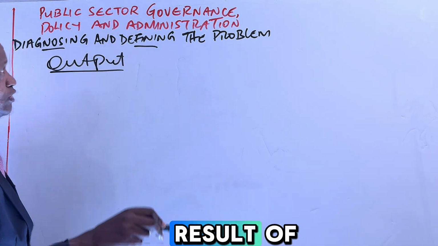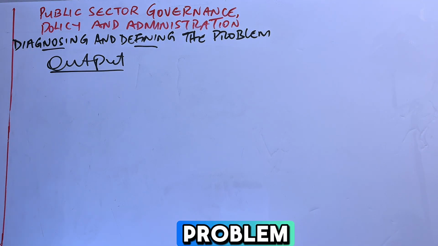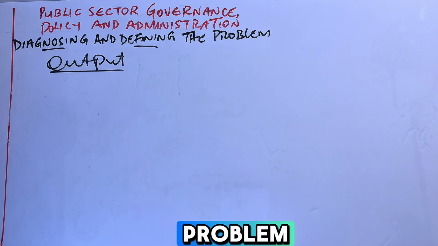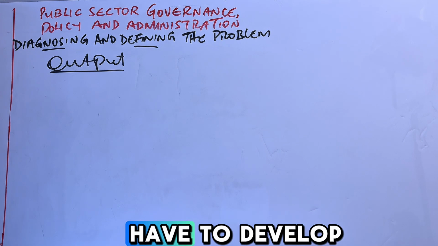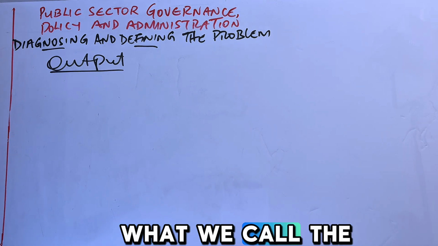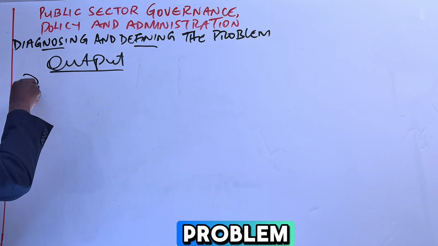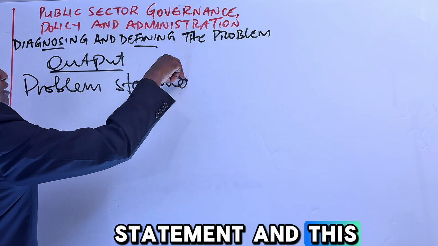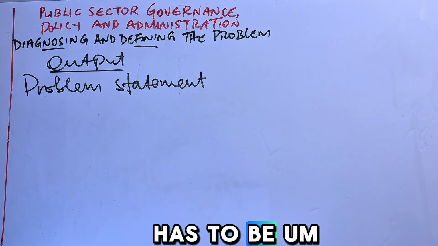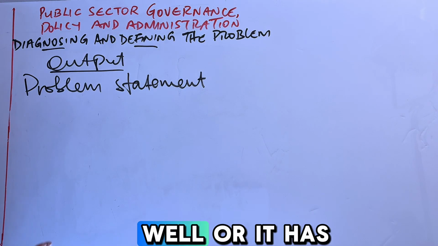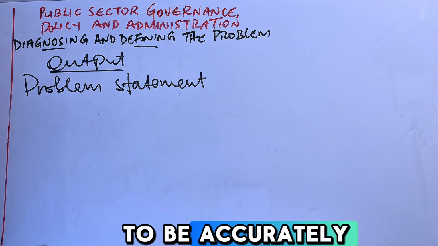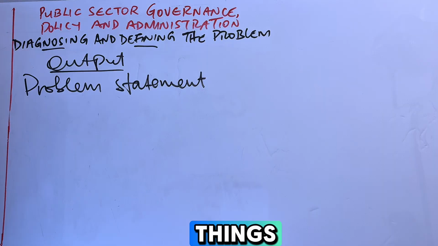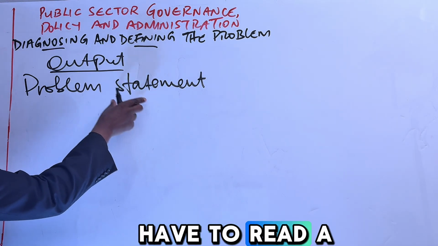What is the end result of diagnosing and defining the problem? At the end of diagnosis and definition of the problem, the policy makers have to develop what we call a problem statement. This problem statement has to be accurately stated. This problem statement has to include certain things.